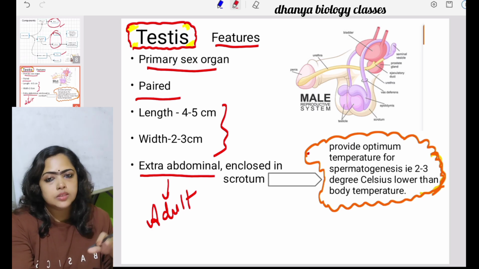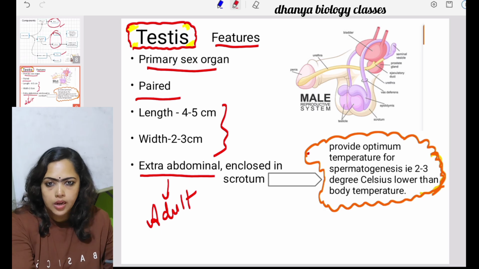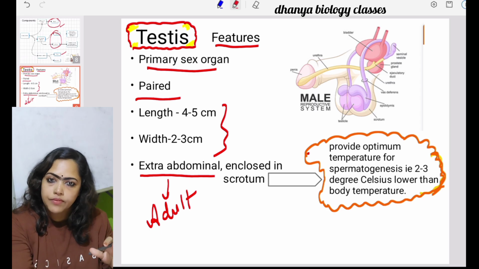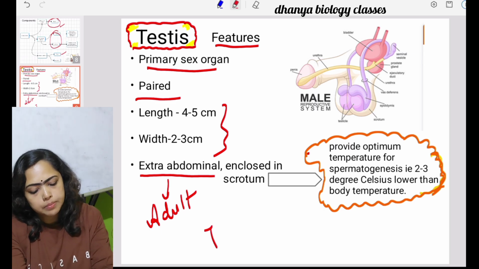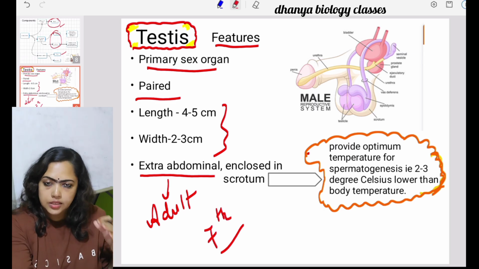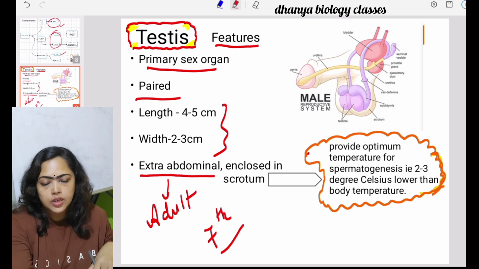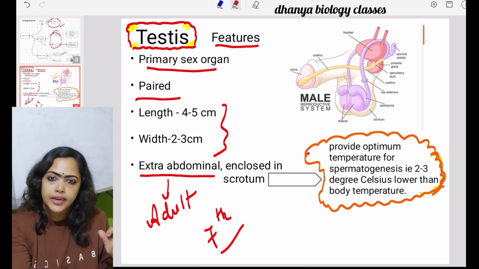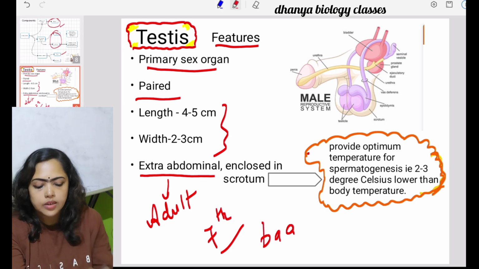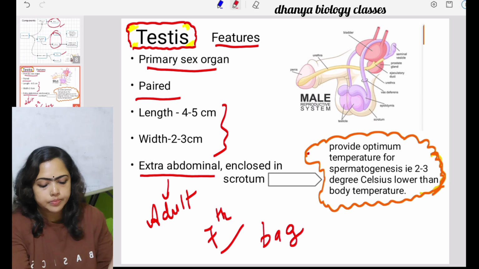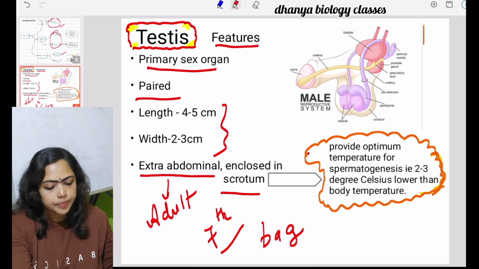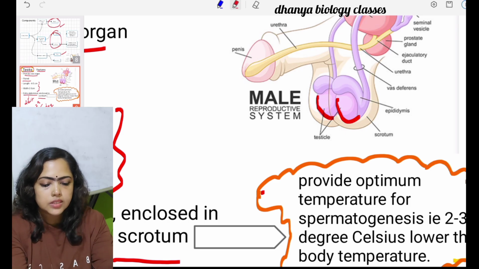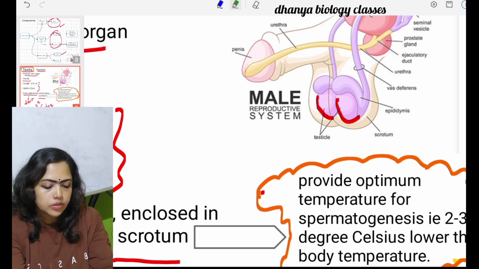In adult, testis is placed outside the body or extra abdominal, but during embryonic stage, it is placed inside the body just below kidney. And during 7th month of pregnancy, which month? 7th month of pregnancy, testis starts descending down into scrotum. Okay, so what is this scrotum? I told you testis is placed outside, but it is inside a bag or pouch like structure, and that is called as what? Scrotum, ball sac or ball bag.